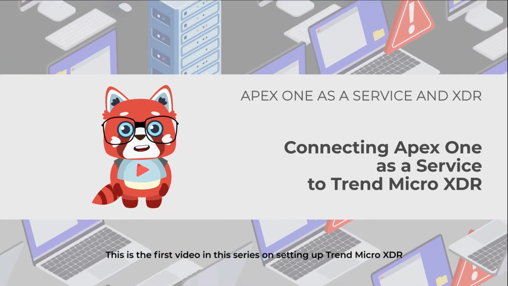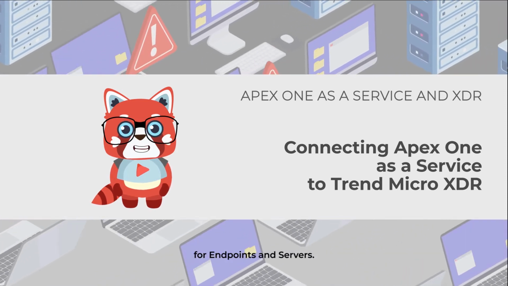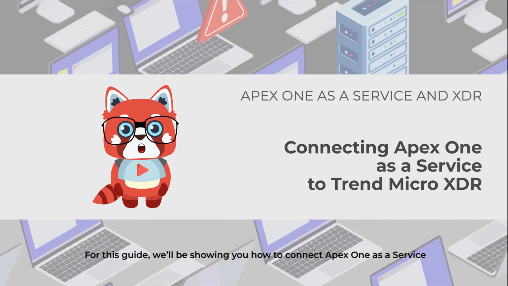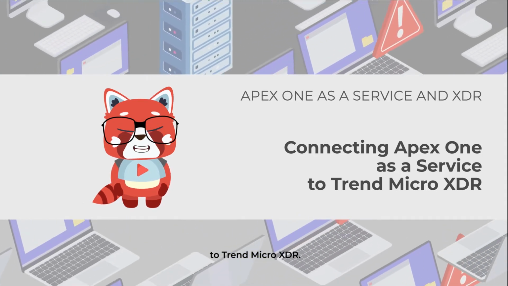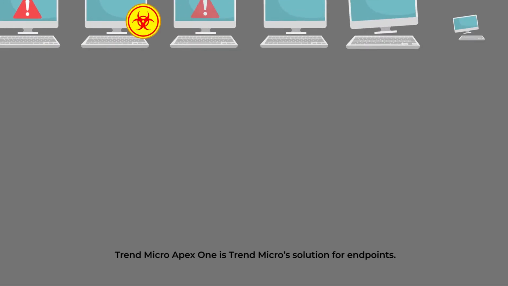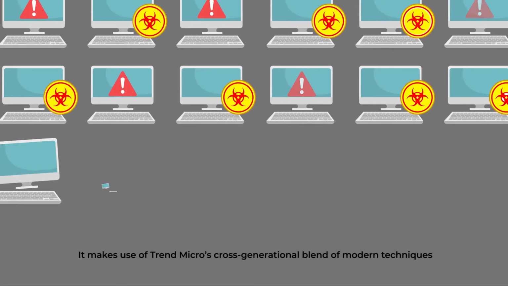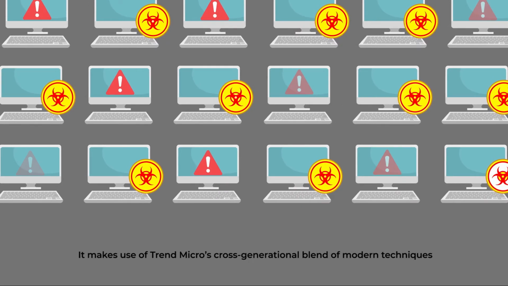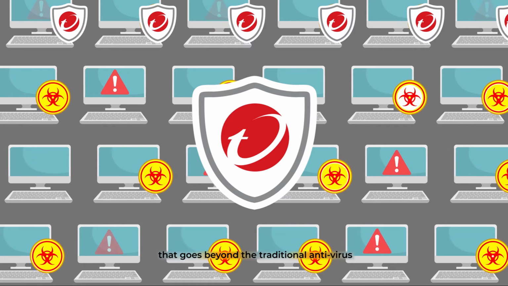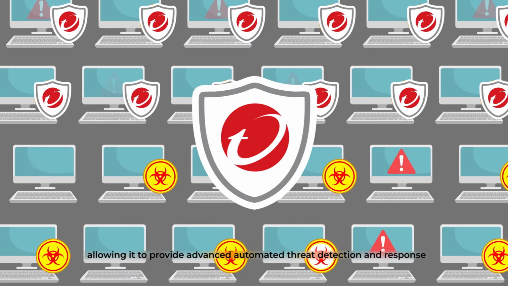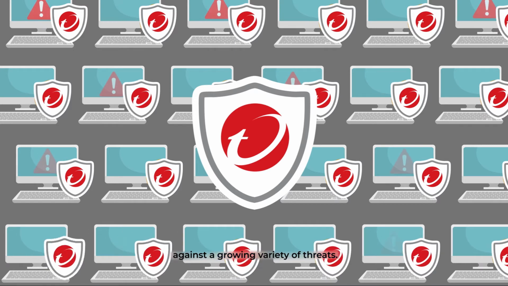This is the first video in this series on setting up Trend Micro XDR for endpoints and servers. For this guide, we'll be showing you how to connect Apex One as a Service to Trend Micro XDR. Trend Micro Apex One is Trend Micro's solution for endpoints. It makes use of Trend Micro's cross-generational blend of modern techniques that goes beyond a traditional antivirus, allowing it to provide advanced automated threat detection and response against a growing variety of threats.